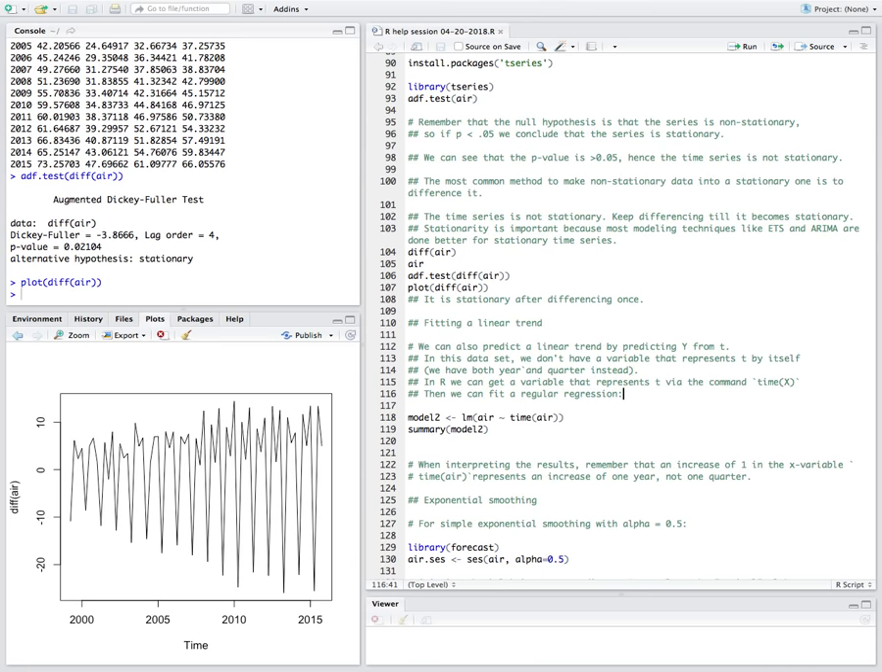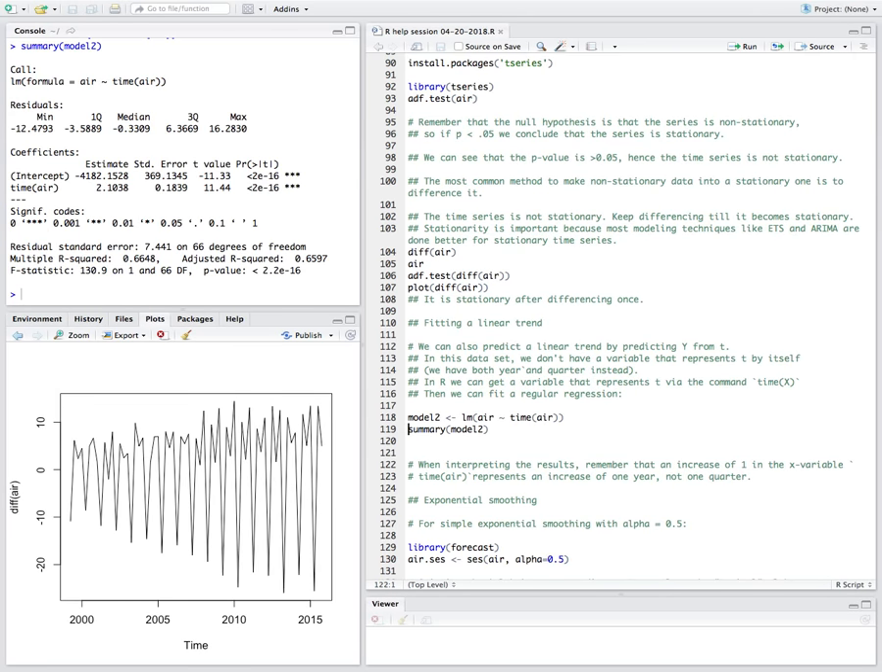Using that, I can fit a regular regression. That model I'm going to be writing now. So model 2 is an lm statement of air against time of air. Summary. Okay, so how do you interpret the results of this model?